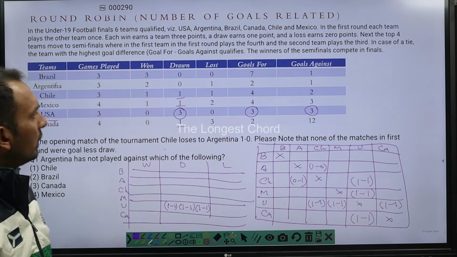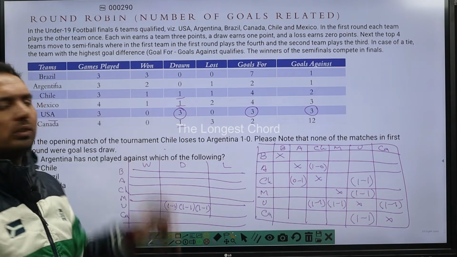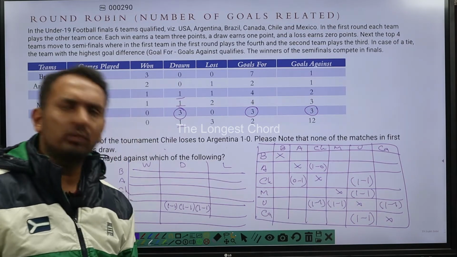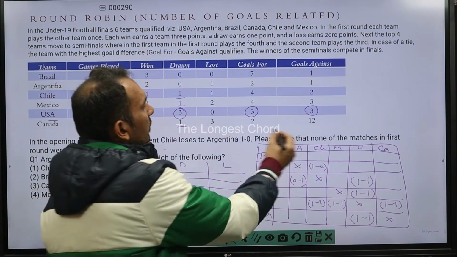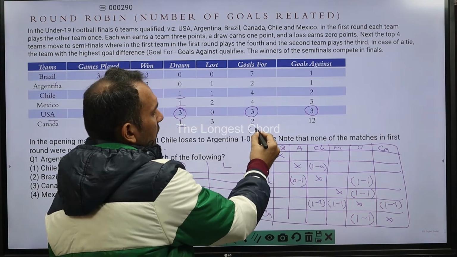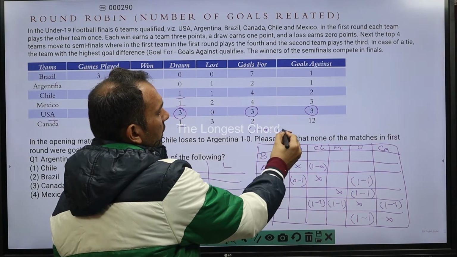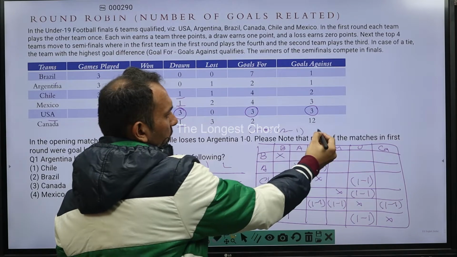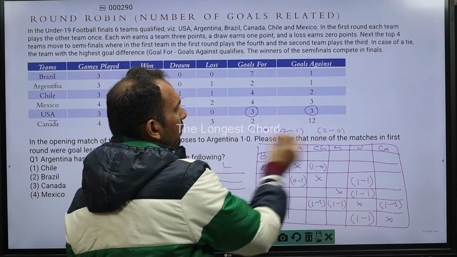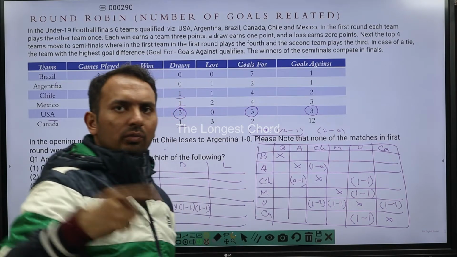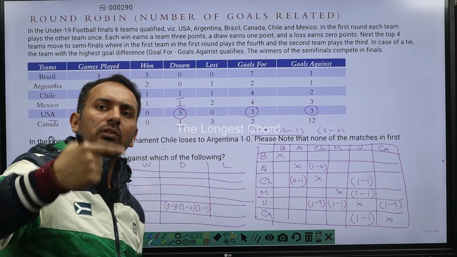Now again, what other data can we determine? Now always remember one more trick: whenever there is a loss, there has to be a minimum difference of 1. It can be either 1-0 or 2-1. It can be 2-0 also, but the minimum difference has to be 1. Again, if there is a win, the minimum difference is 1.